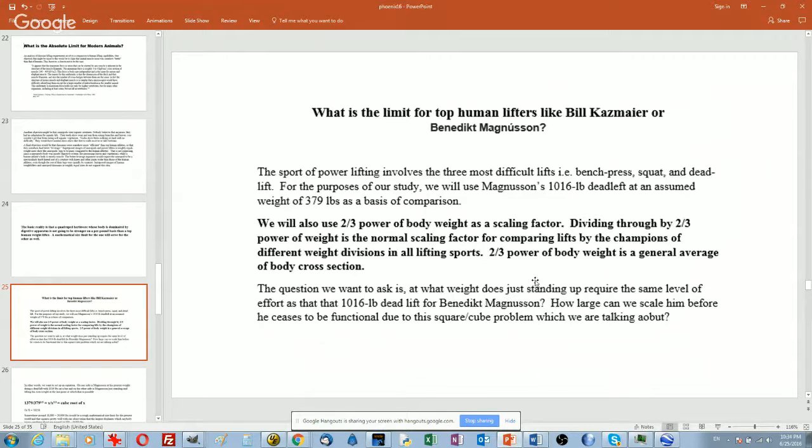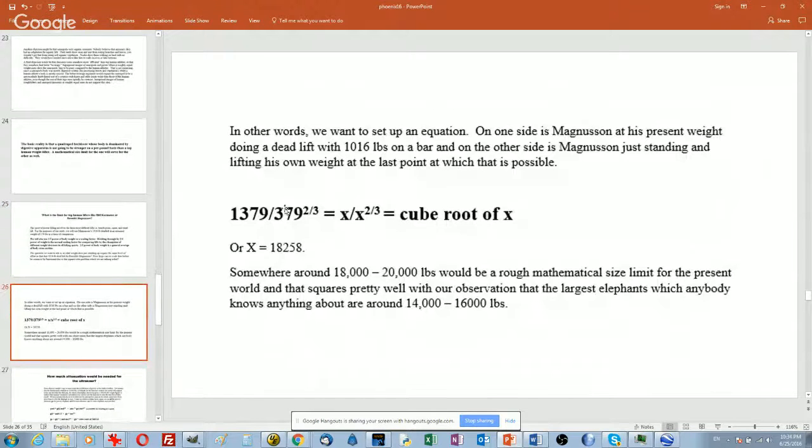Again, the question is, at what weight does just standing up require the same level of effort as that 1,000-pound, 1,016-pound deadlift for Bill Kazmaier or for Magnuson? What you do is, and like I said, I've neglected the 16 pounds here, take the 1,000 pounds from the bar and add the weight of the athlete, it's 1,379 pounds, divided by the 2/3 power of the athlete's weight, equals, on the right side of the equation, just the guy lifting himself, just standing up, x divided by 2/3 power of x, the cube root of x, so that x would be, in this case, 18,000 pounds.